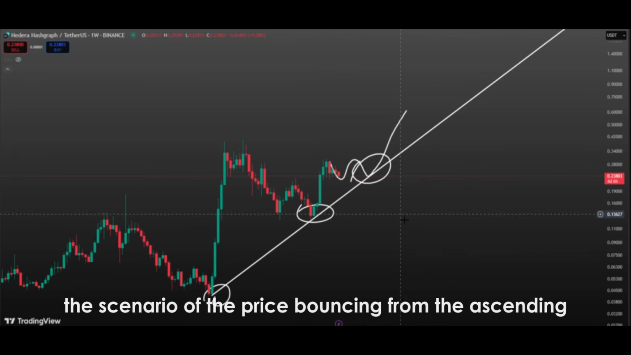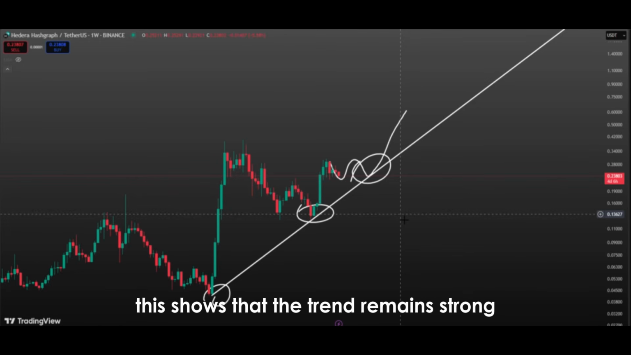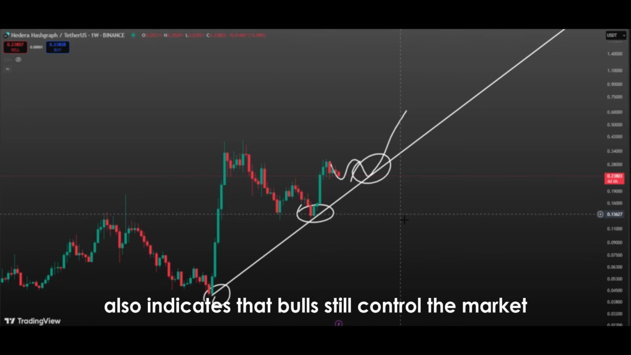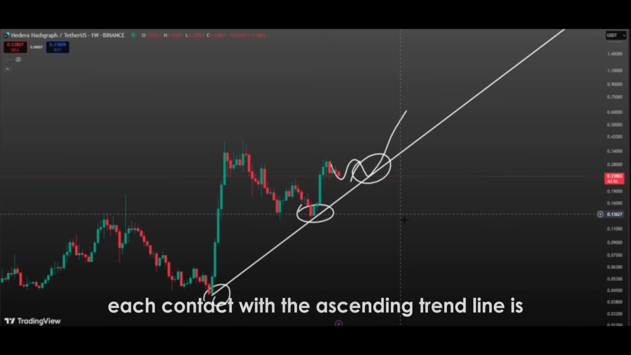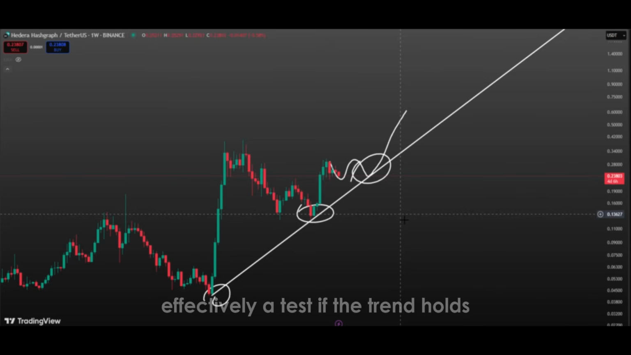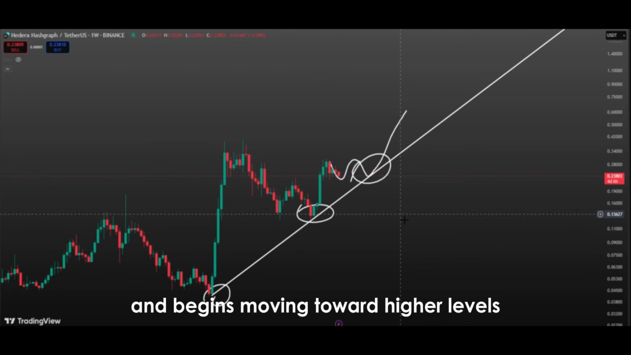At this point, the scenario of the price bouncing from the ascending trend line creates a very positive expectation. This shows that the trend remains strong. A bounce from the trend line also indicates that bulls still control the market and that selling pressure is temporary. Each contact with the ascending trend line is effectively a test. If the trend holds, the price successfully passes the test and begins moving toward higher levels.